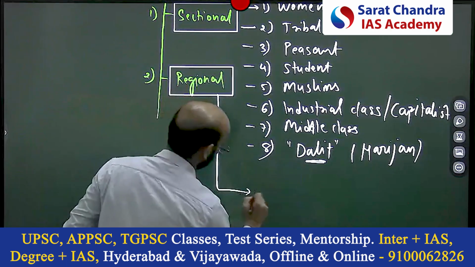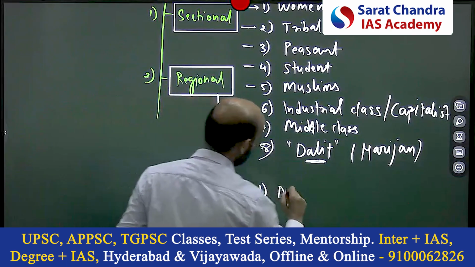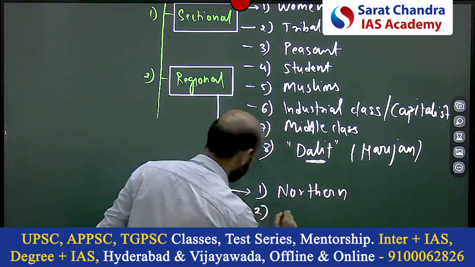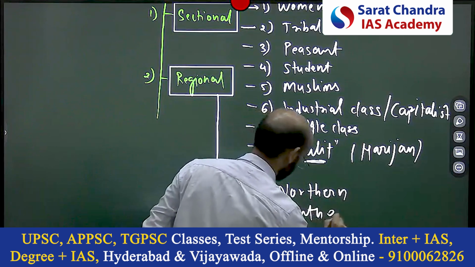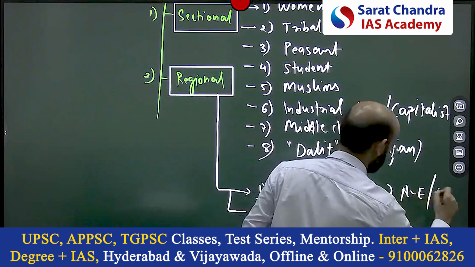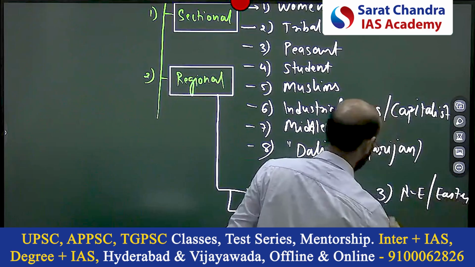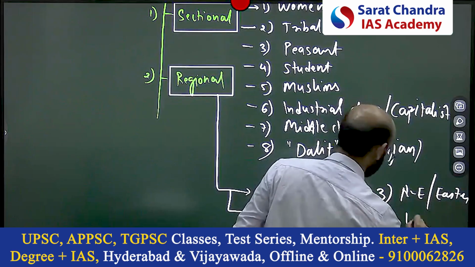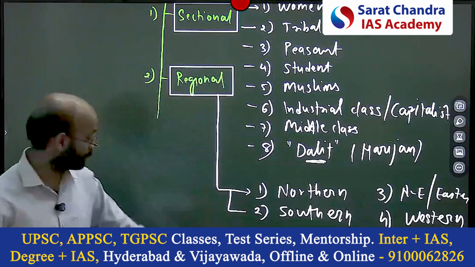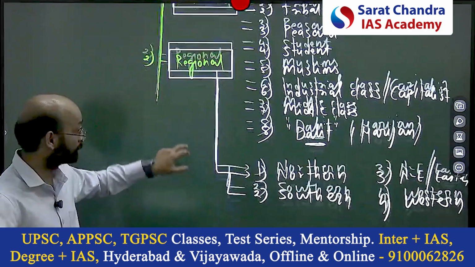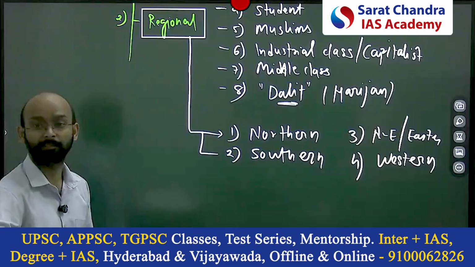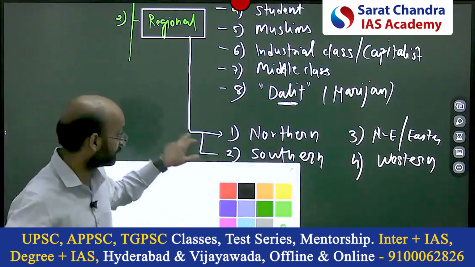Here, I told already, right? Regional means northern, the Hindi belt; southern; third, northeastern, or we can say eastern, mostly Bengal was the center; and the western. Northwestern was also there. Khan Abdul Ghaffar Khan was there, no? Yes, the Red Shirts.